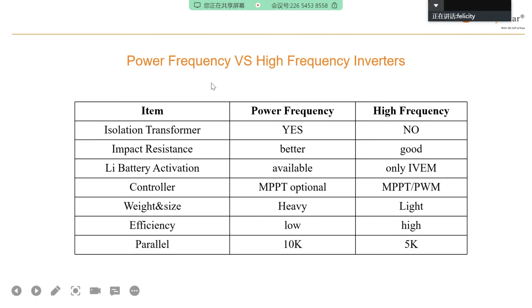Like the first one, power frequency has an isolation transformer. It's built in, inside of the inverter.